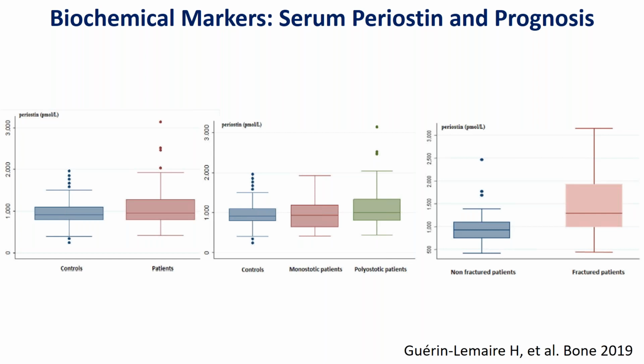And more recently, other markers have been looked at, and in particular, we have made a study looking at the value of serum periostin, which is a marker that's produced mainly by the periosteum that's been associated with fracture in osteoporotic women and also with severity of osteoarthritis at the knee. And so we looked at the serum concentration of periostin, and we found that the polyostotic patients had increased concentrations, and so this may be of interest in the monitoring in the future.